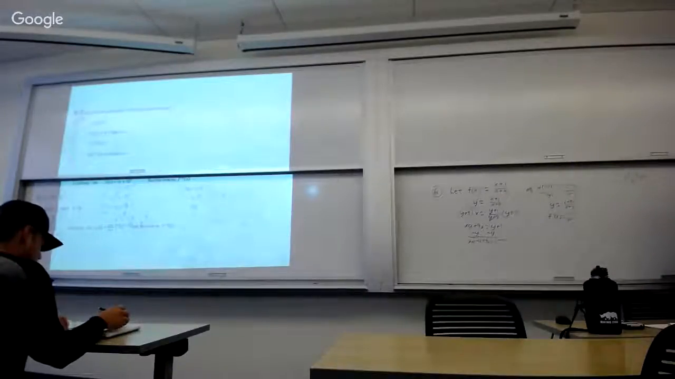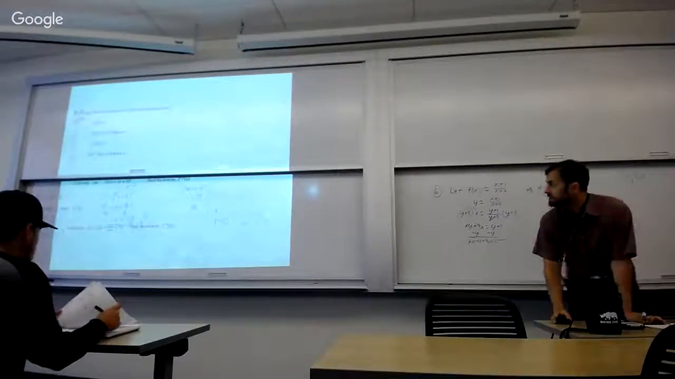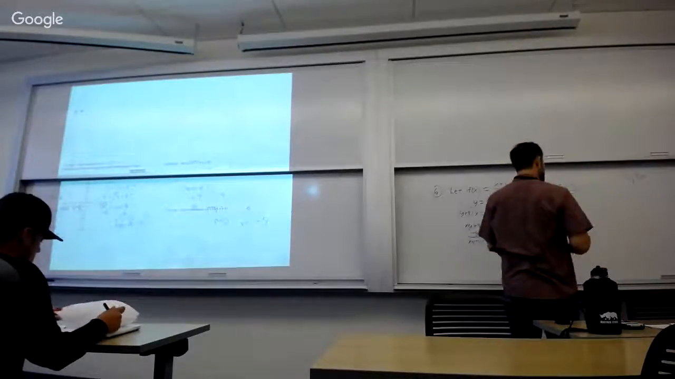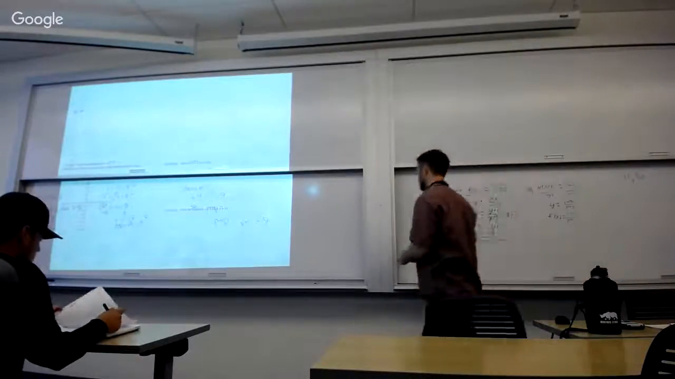Let's move on to the next couple problems. 7, 8, and 9. So Jackie, Annabelle, and Michael.